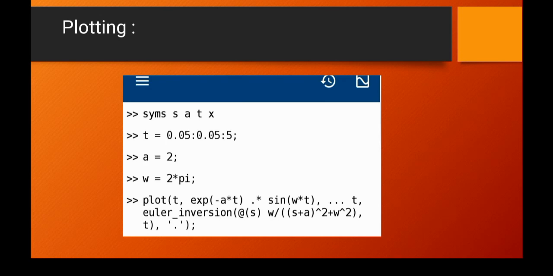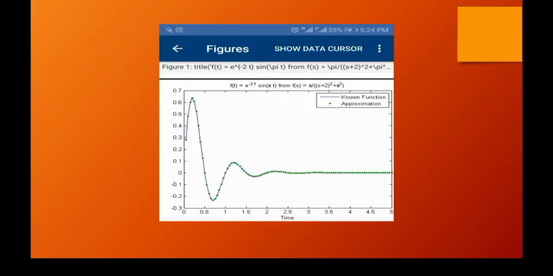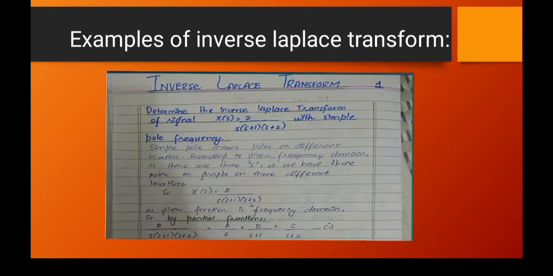I have defined the time limits a and omega. So we have put the following commands. After putting the following commands, labeling the plot and giving titles to the plot, I will get the following plot of a sine decaying function.